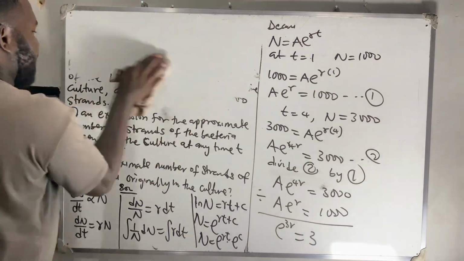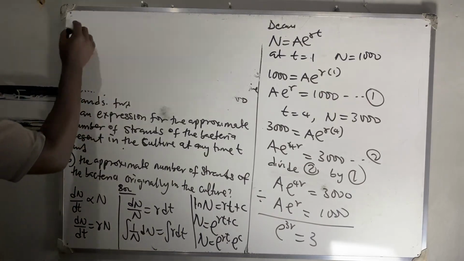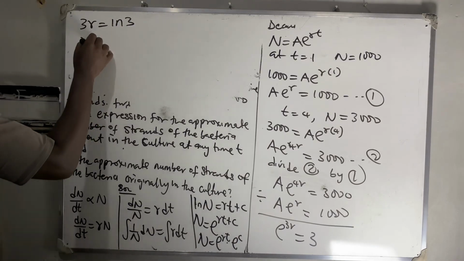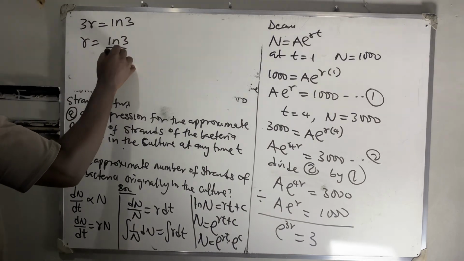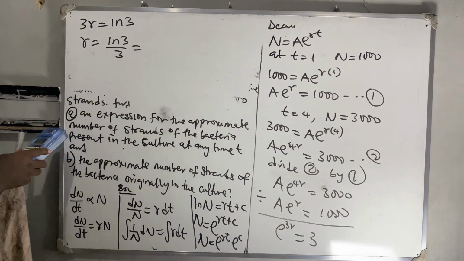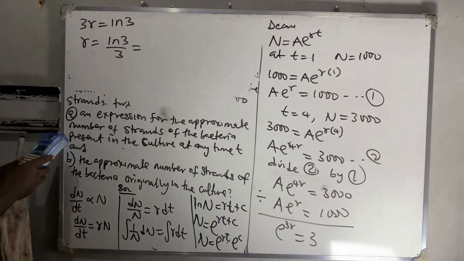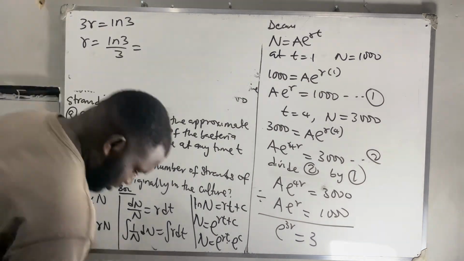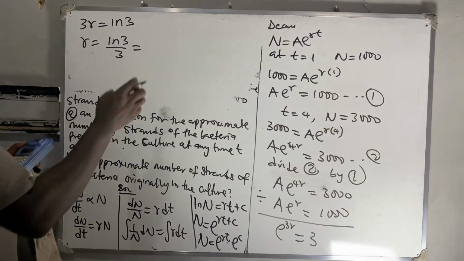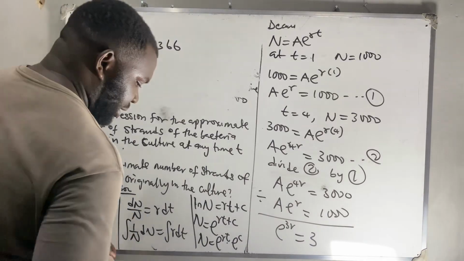For us to get our r, we take the ln of both sides. So 3r staying alone, I'm going to have ln 3. Therefore, r will be ln 3 divided by 3. So I'm having ln 3 divided by 3, and my r gives me 0.366. Okay? So that is my r.